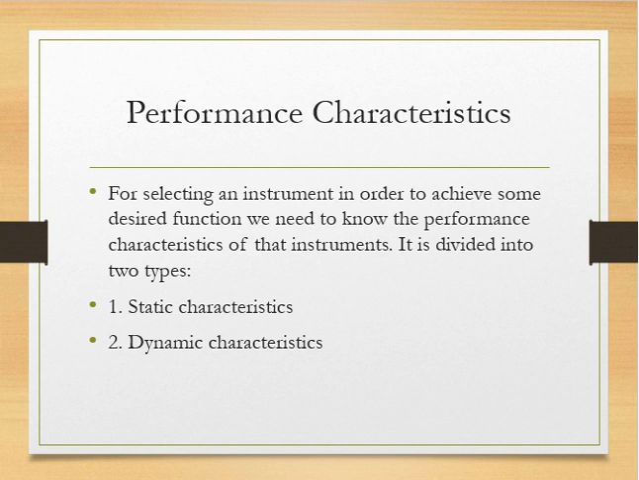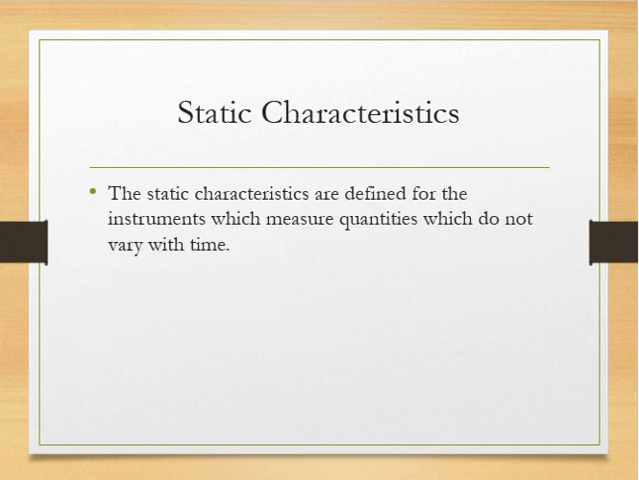Here one thing is mentioned: for selecting an instrument in order to achieve some desired function or application, we must know the performance characteristics of the instrument that we have discussed earlier, and it is divided into two types. It can be a static characteristic or a dynamic characteristic. Now let us start with the first type, the static characteristics. What is the basic difference between the static and dynamic characteristics? Let's start with the static.